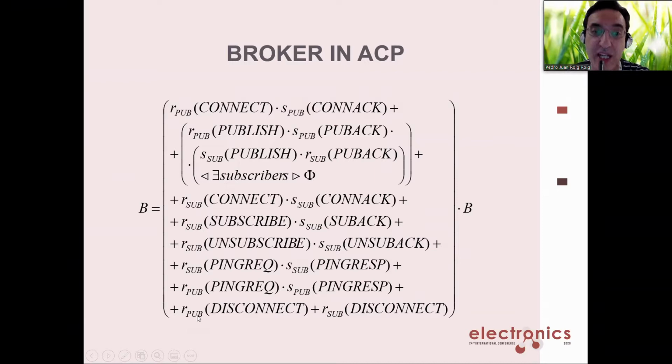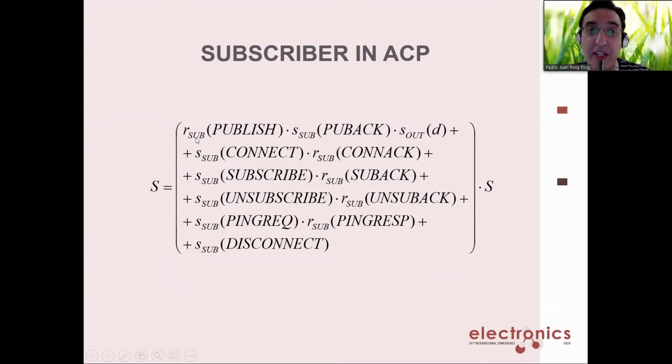And regarding the subscriber entity, it is possible to receive a published message from the broker. If this is the case, it sends this message out through the out channel by means of an actuator. Then it might send a connect message to the broker, it might send a subscribe message, an unsubscribe message, a keep alive message, and it might send a disconnect message to the broker.